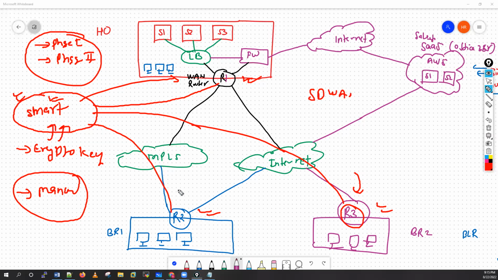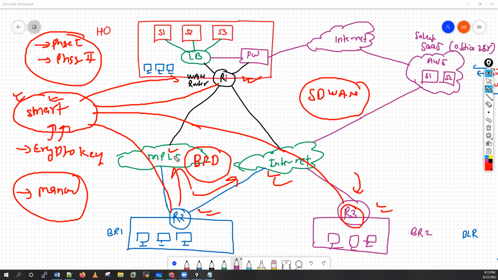There is also one protocol running. I'm just writing here BFD. This protocol is running here. It will monitor these particular links. It will monitor your IPsec tunnel. If there is any tunnel having some issue, your traffic route is right away shifted to the other tunnel, guys. So now see, your manual configuration is removed for IPsec.